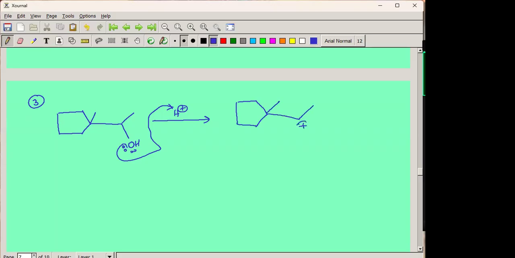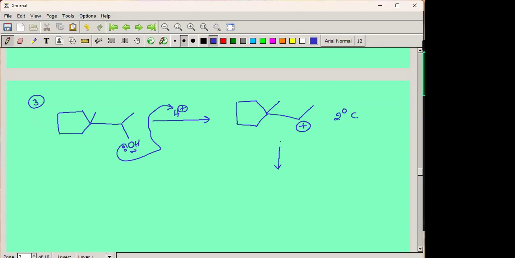a carbocation formation. So is this carbocation stable or unstable? It is a secondary carbocation.